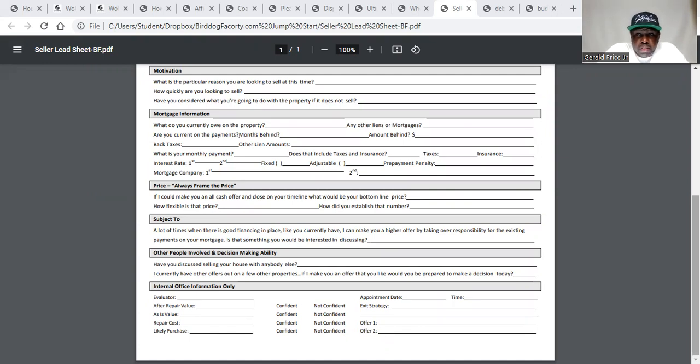So now we're going to get into price. Always frame the price. If I could make you a cash offer and close on your timeline, what would be the bottom line price? That's the frame. You're presenting, if I could do this, not saying that I could, but if I could make you a cash offer and close on your timeline, what would be your bottom line price? Or what would be the best you could do?